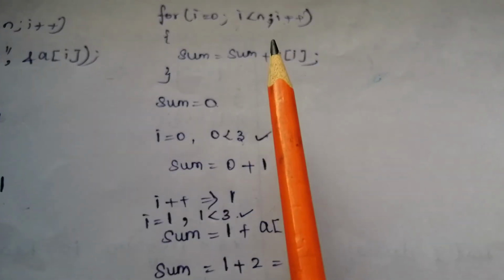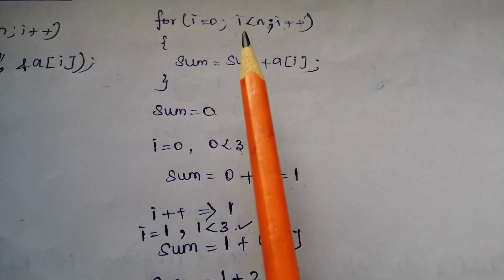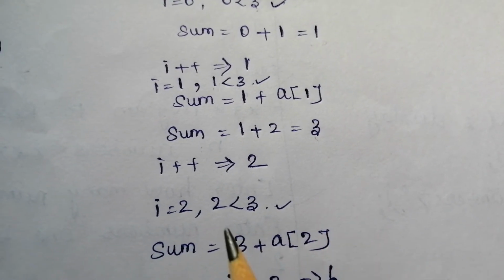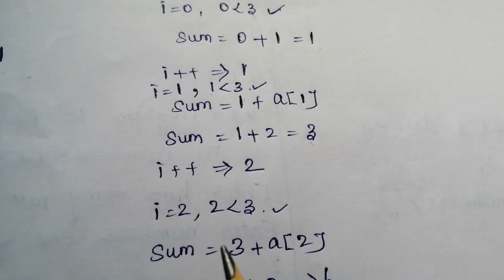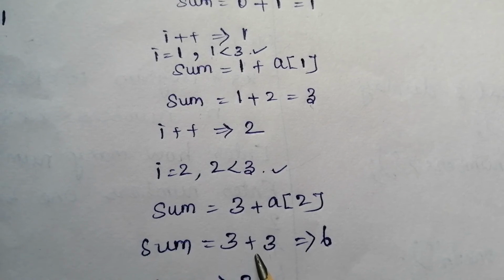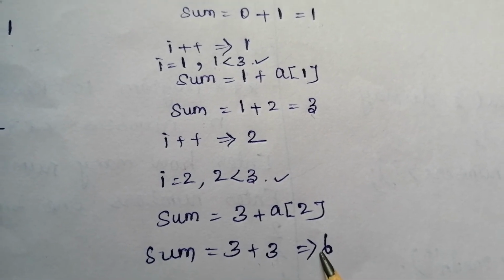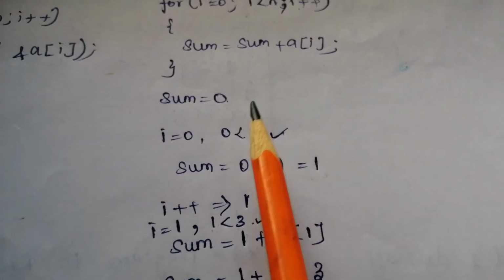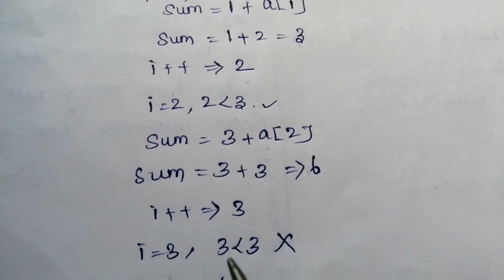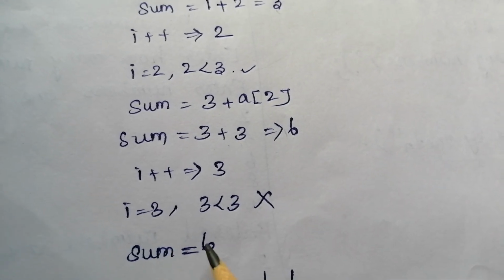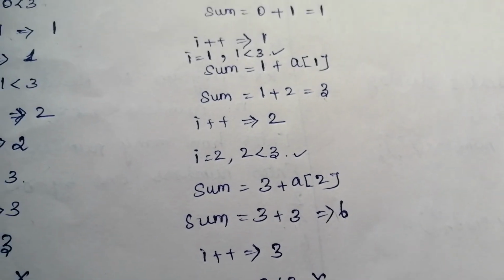Next i value will get incremented by 1. Now i value will be 2. 2 is less than n, that is, 2 is less than 3, condition true. Latest sum value will be 3. So 3 plus a of 2, which is 3, those will be added together and it will produce the result 6. Next i value will get incremented by 1. Now i value will be 3. So 3 is less than 3, condition false, it exits. Now the sum value will be 6. This will be displayed on the screen.